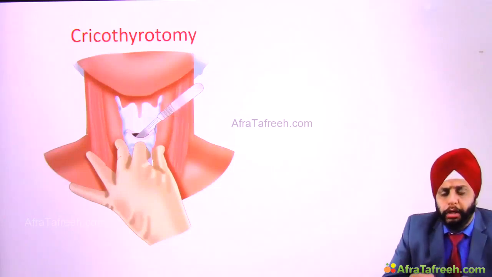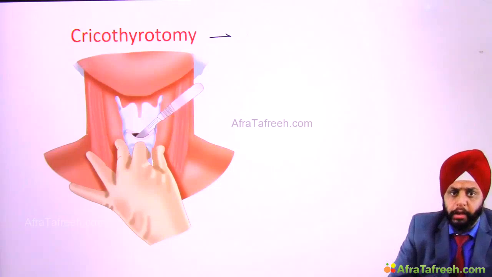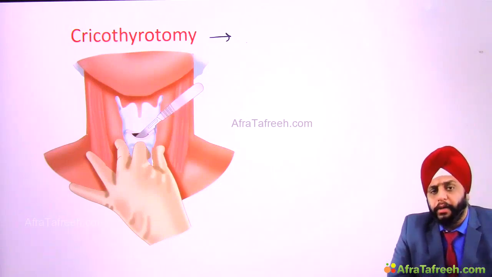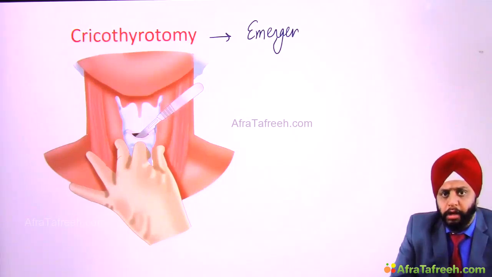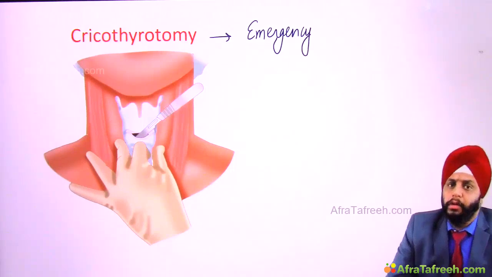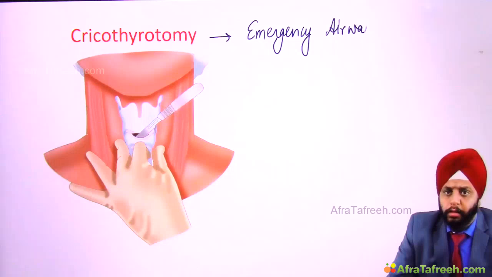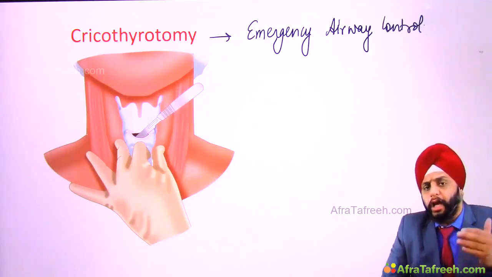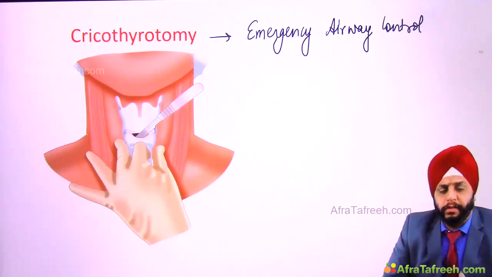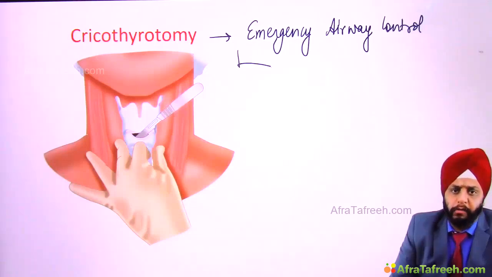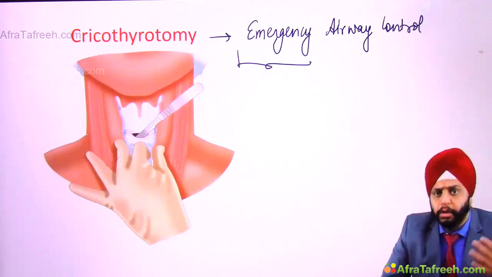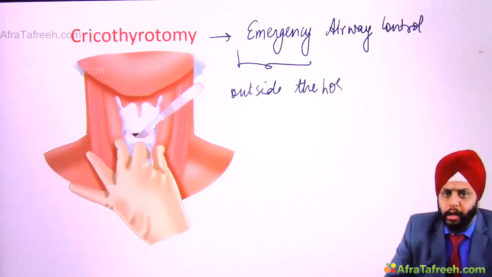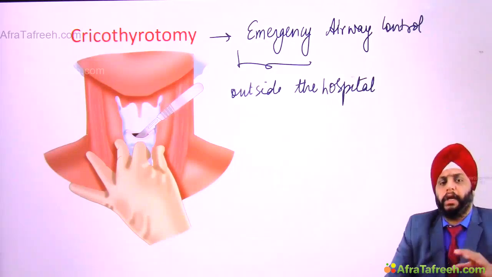Now, when do we do cricothyrotomy? We do cricothyrotomy when we need an emergency airway control. Okay, so when we need to secure the airway in an emergency. Now, where is the actual emergency? The actual emergency is not in the hospital. The actual emergency may be like a road traffic accident, all right, or patient has collapsed at home. The emergency is outside the hospital. It is not inside the hospital.